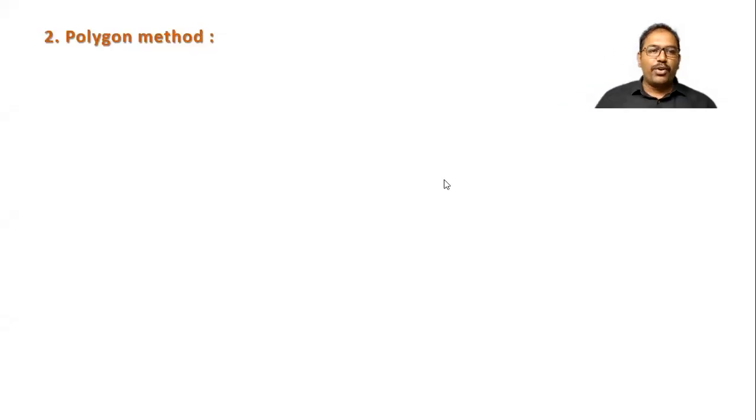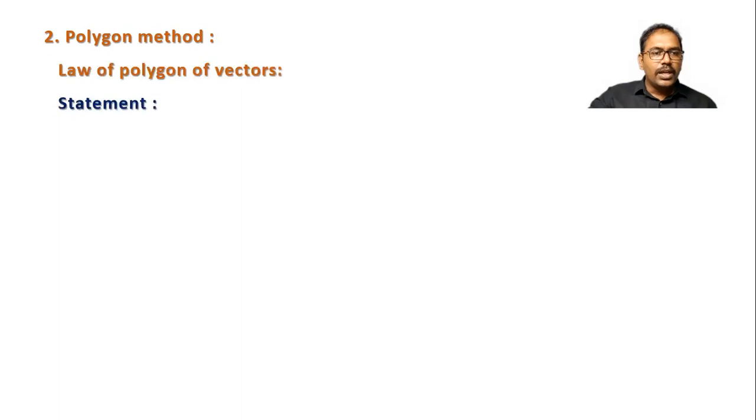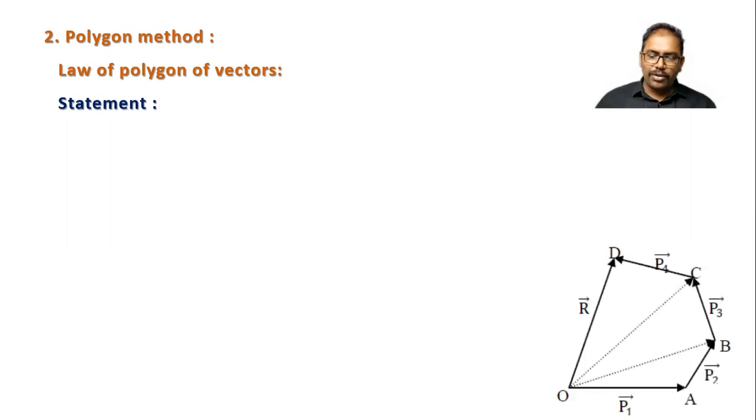Now the next method for addition of vectors is the polygon method. Now here, the polygon method is not a separate method. It is a sub method of the triangle method. It is purely based on the triangle method. Now here, let me tell you the law of polygon of vector addition. The statement that I tell you here, you can see a polygon.